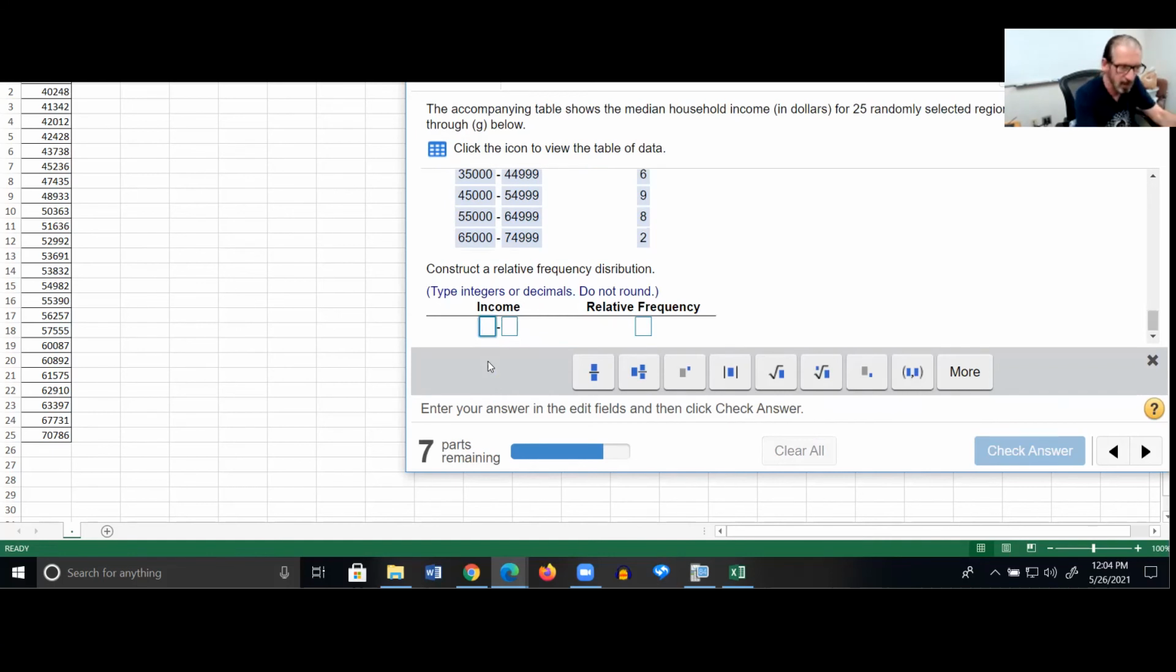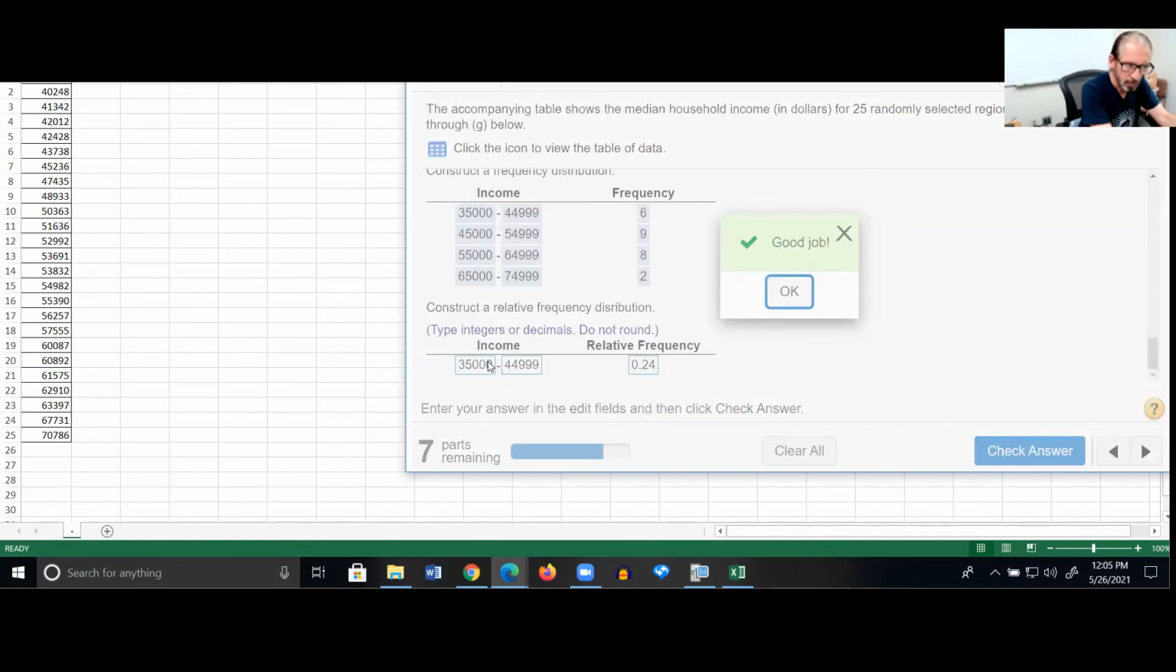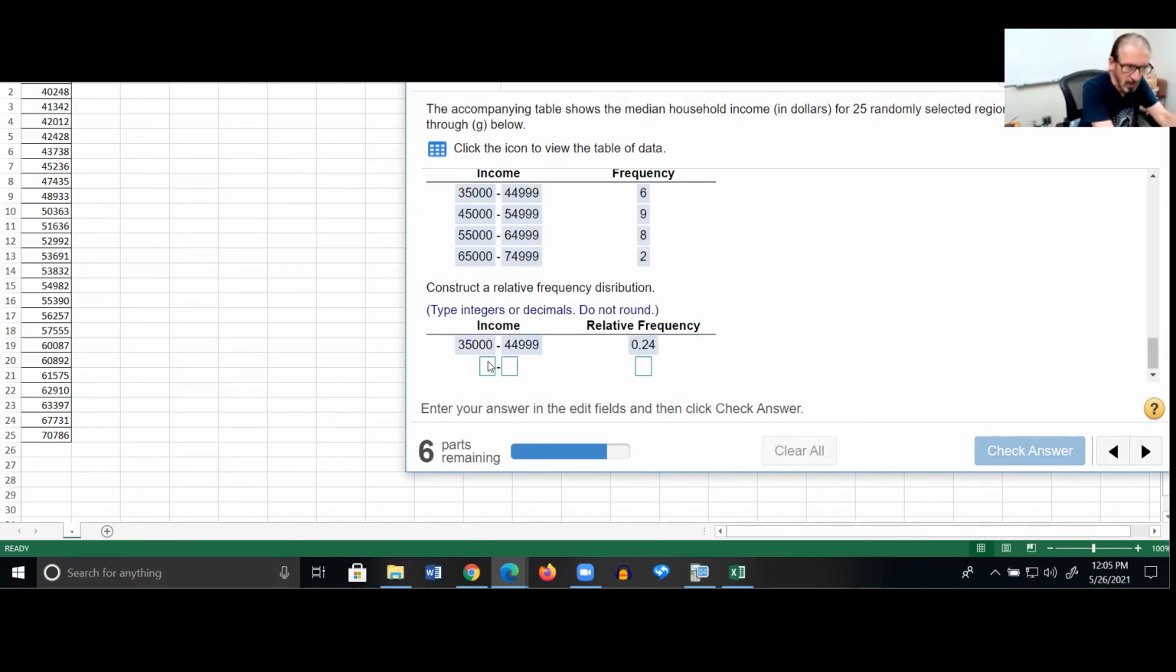6 divided by 25, we should have 0.24. Same lower and upper class limits. Nine divided by 25 should be 0.36. If you're wondering how I'm doing that, dividing by 25, if I multiplied that by 4, I'd be dividing by 100. But then I would have to multiply what I'm dividing into as well. So I'm turning 9 out of 25 into 36 out of 100.